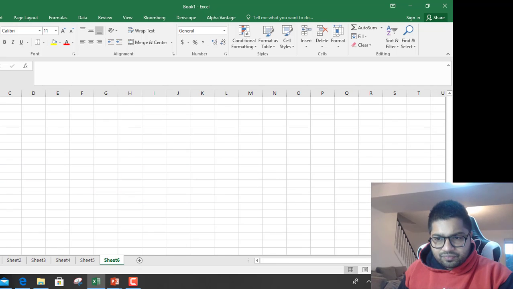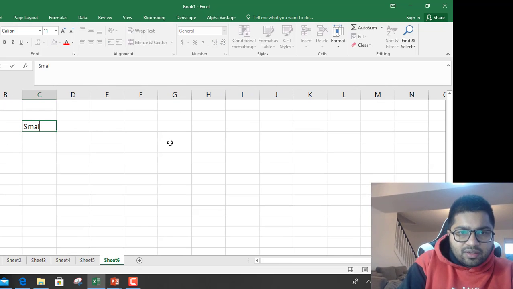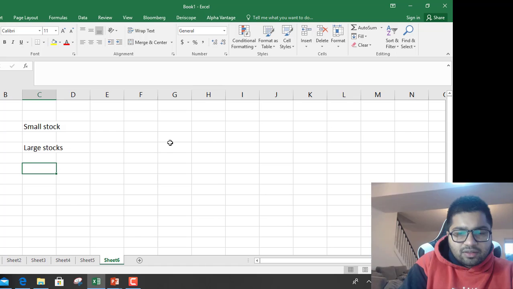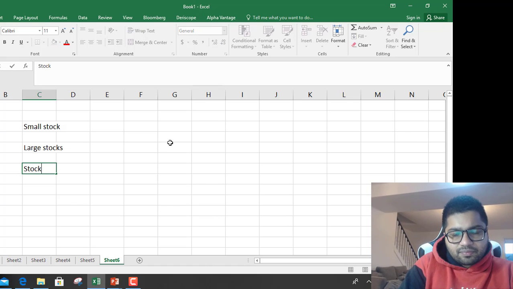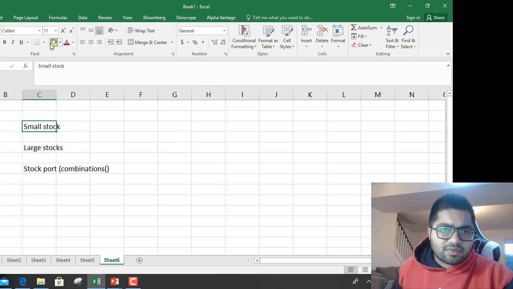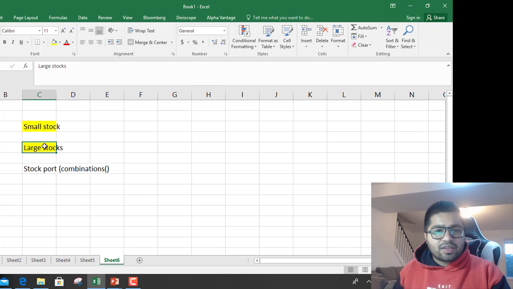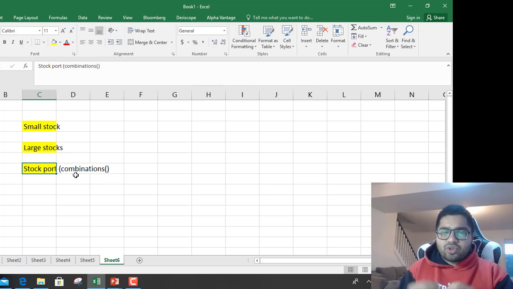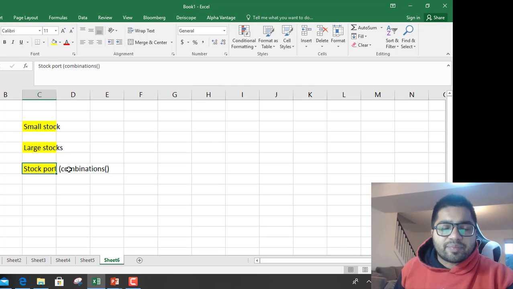That in terms of risk, small stocks will be the most risky, followed by large stocks, and then followed by stock portfolios, that is combinations. In terms of total risk, most risky are small stocks, then individual large stocks, then stock portfolio. So when you create a portfolio, when you add 2 or more stocks, the risk generally goes down tremendously.